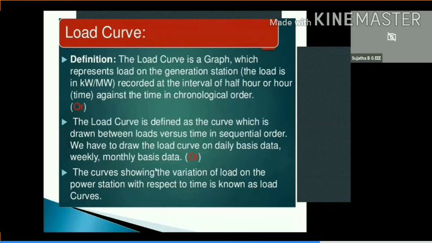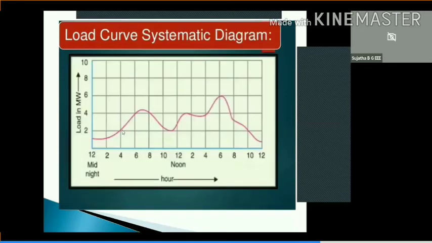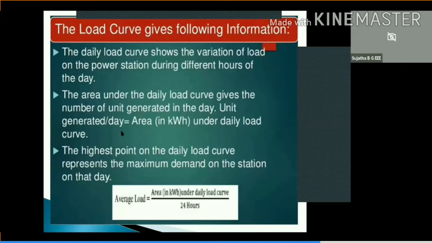It's a simple way of defining load curve. Hope you have followed. Okay, now what's the significance of the load curve? From the load curve you can see how the load is varying on the power station during different hours of the day, from morning till midnight. How the load is varying, you can see by observing the load curve.